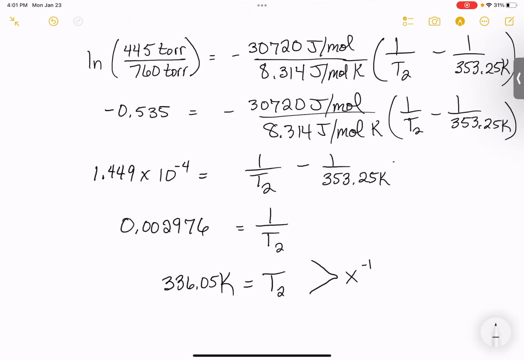Yes. When you started doing the left side, the very first part, with the 445 over 760, how did you get the negative 0.535? So you can do the 445 divided by 760, but basically what I did is I took the natural log. And when you key in the natural log, it automatically opens up a parentheses. I did the 445 divided by 760, close parentheses, and hit enter.